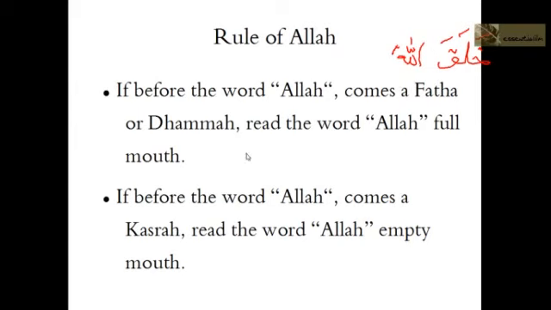Now the example for the second one is, okay. Again, we look at this lam, it's empty, so we look at the alif. The alif is also empty, so we go back one more letter. The ba has something on the bottom, and we know kasra is read empty mouth or light. So, billahi. If someone said it heavy, that would be incorrect.